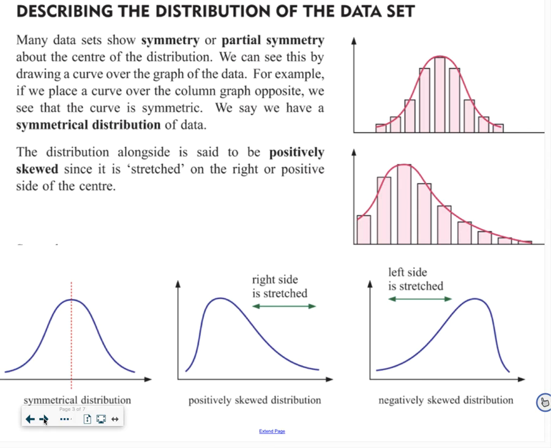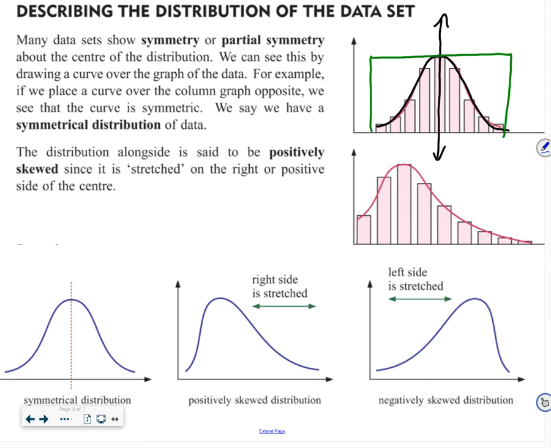Many data sets are going to be symmetric, or partially symmetric. When they're symmetric, they should look similar on one side as they do on the other side. It might not be exact, but if we connect the tops of each one, it creates a bell type curve, or not necessarily bell shaped, but symmetric on both sides. You could also have all the bars looking like a box. That would also be a symmetric graph. So that's symmetric distribution.